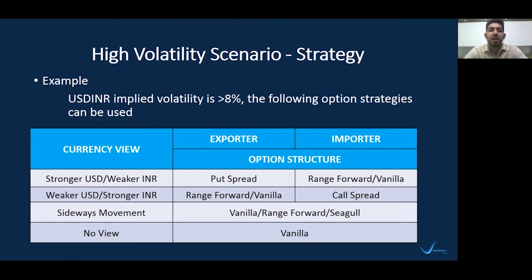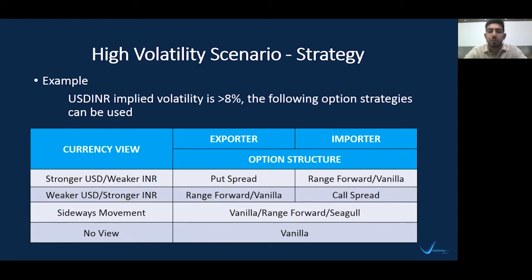The next thing which we look at is a sideways movement view. A sideways movement basically means I'm expecting the currency to trade in a fixed range. Now during this, I can certainly go for a vanilla option as discussed above. I can go for a range forward, and I can also go for a seagull. Now what is the seagull?